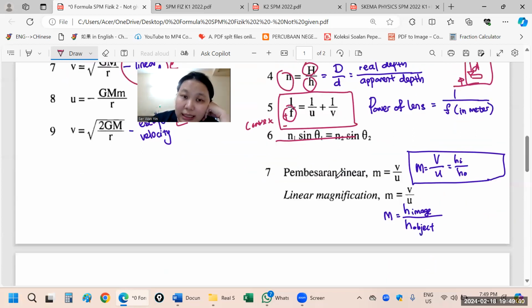Alright, so now linear magnification means how much the image is enlarged. So we use the image distance divided by the object distance. And sometimes if they give the height of object and height of image, we can also make an equation in this way. You just make v equal to height of image, u equal to height of object. That's it.